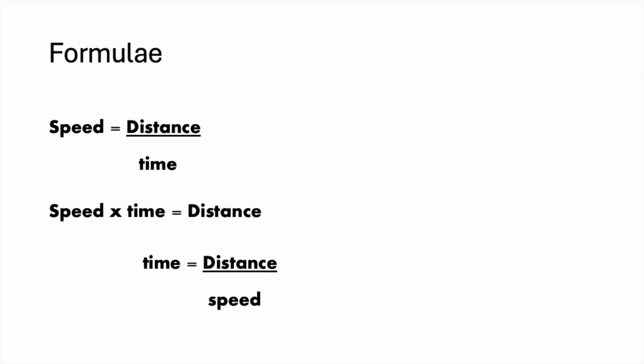Why? When you move it to the opposite side of the equation, the sign changes. So you have to multiply time to get distance. Speed into time gives you distance. Time is equal to distance by speed, because when you move speed to the opposite side of the equation, you have to divide it.